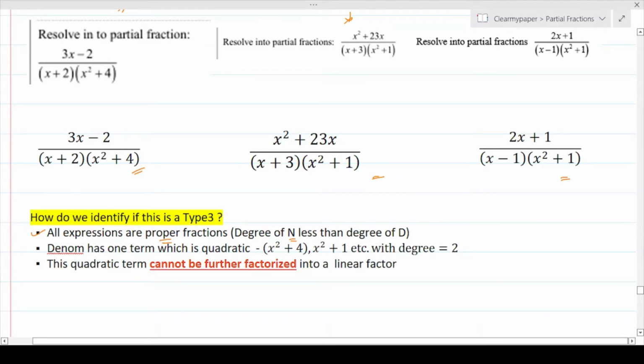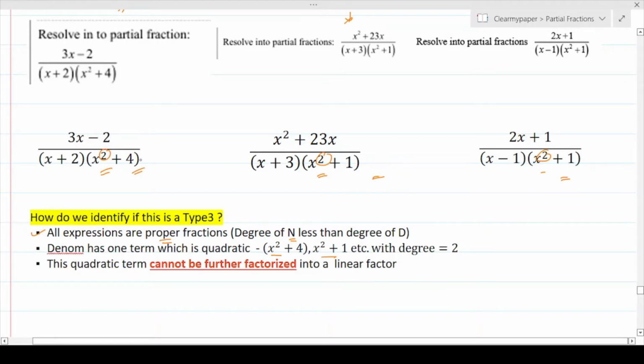That's type 4. In the denominator of each of them, there is at least one factor which is quadratic, meaning the degree of the x power is 2. The highest power is 2 over here. And that's what quadratic is all about. If you see here, x squared plus 4, x squared plus 1.